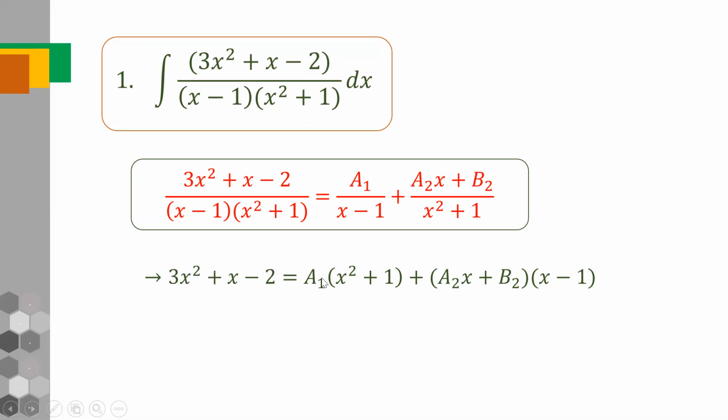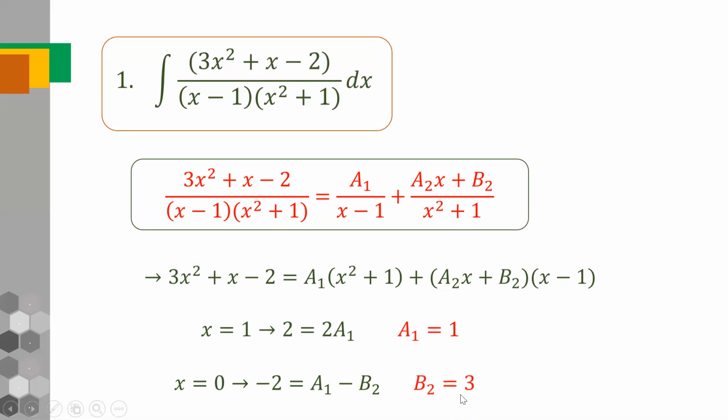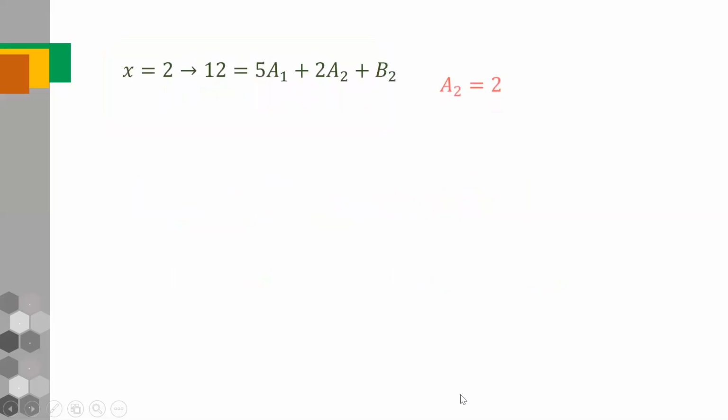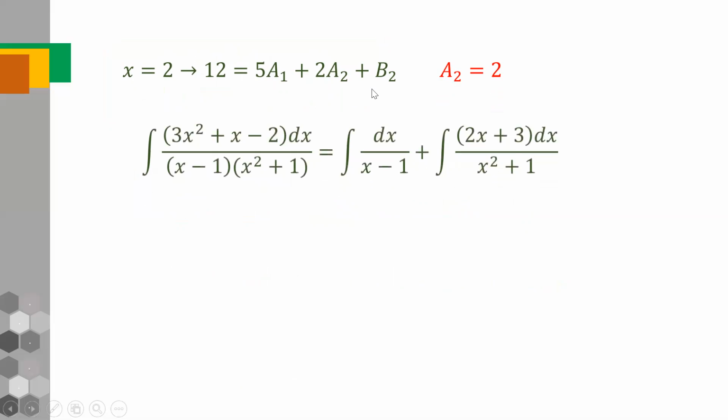So at this point, we're going to solve for the variables a1, a2, and b2. So we substitute some values of x in our equation. If x is 1, we get a1 equal to 1. If x is 0, your b2 is equal to 3. And if x is 2, we get a value of a2, which is 2. So we're going to substitute the values of these three coefficients in our components.